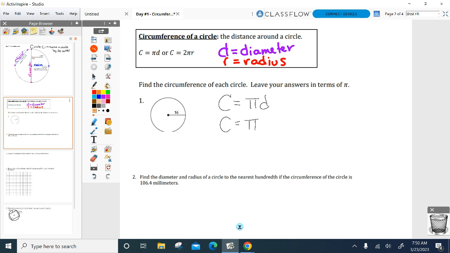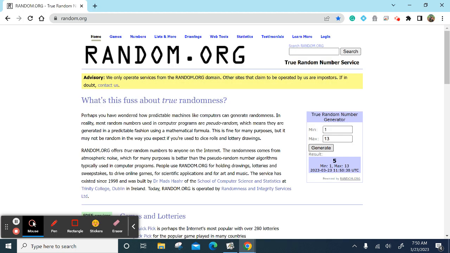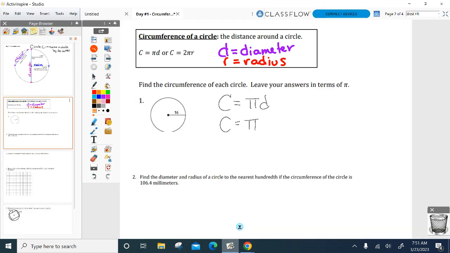So C equals pi. Now, if the radius is 16, how do I find the diameter now? What do I need to do to that radius? Double it, exactly. So 16, double it, I get a diameter of 32. Now I want you to pay attention to the directions. Leave your answer in terms of pi. What that means is, in your answer, leave pi, pi. Don't go to your calculator and type it in. So my final answer here, I don't like the pi in front, 32 pi.